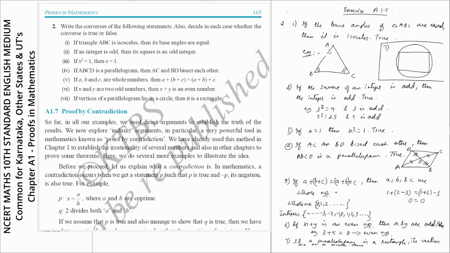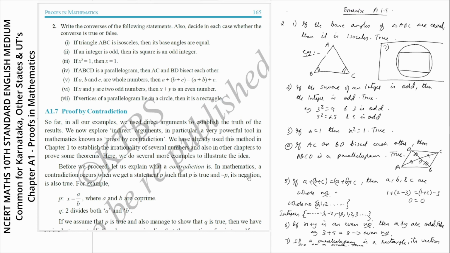You can see this diagram here, triangle ABC. Angle B and angle C are base angles, and angle B is equal to angle C. That means base angles are equal. So whenever the base angles are equal, then the sides AB and AC as shown here will be equal. Therefore whenever base angles are equal, the given triangle is an isosceles triangle, and hence the converse is true.